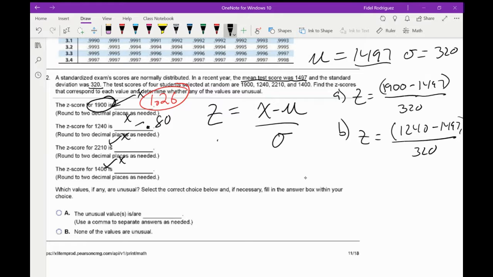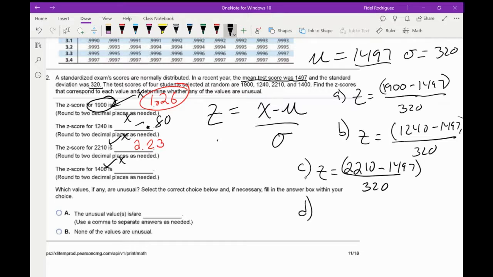Okay. And let's do part C. So part C, we're going to take 2210 minus 1497. We're going to divide all of this by 320. So 2210 minus 1497 divided by 320. And guys, if you're doing this again on your calculator, are you coming up with 2.23? 2.23. Perfect. Excellent.